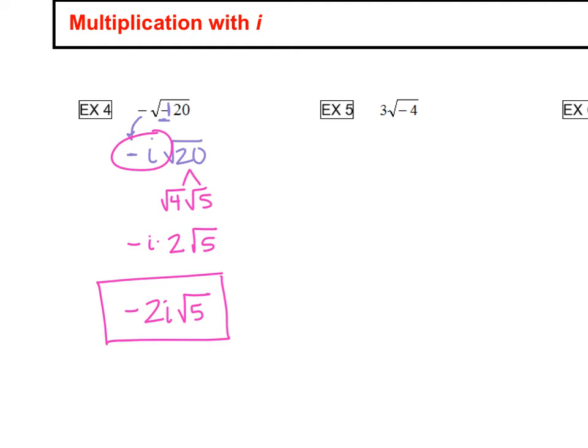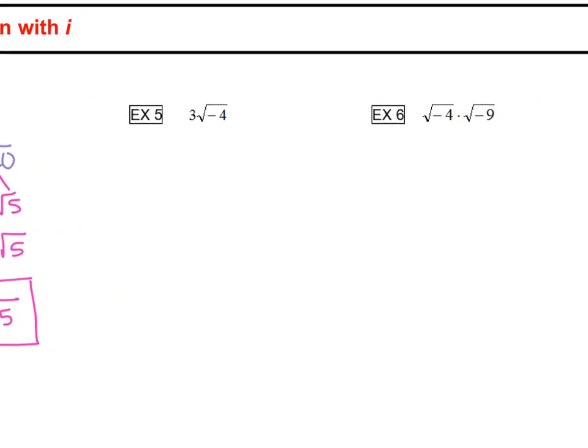So remember, i just allows us to continue with our math so that we can simplify as far as we possibly can. All right, next one. Here's the square root of a negative 1, so I know that's i. Square root of 4 is 2, and we have this 3 out front, and that is all multiplication, so 3 times i times 2 is 6i.